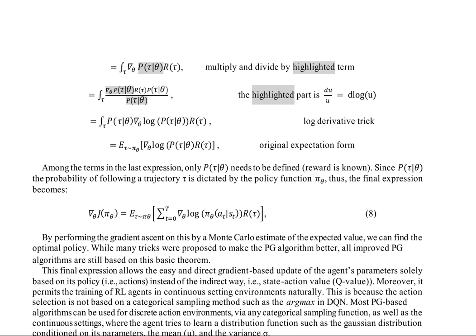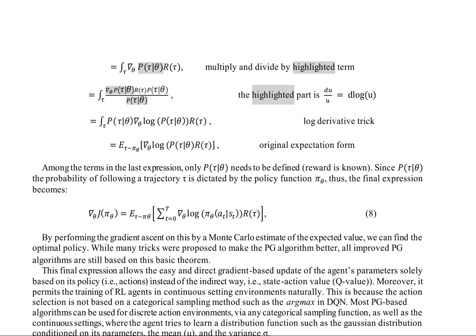The policy gradient theorem, a fundamental concept in policy-based reinforcement learning, is derived by manipulating the expected return expression. Starting with the integral of the policy gradient with respect to the parameters, multiplied by the reward function, the log derivative trick is applied to transform the expression into an expectation form, estimable via Monte Carlo methods. The resulting policy gradient theorem, equation 8, states that the gradient of the expected return with respect to policy parameters can be computed as the expected value of the log policy gradient, multiplied by the reward function.